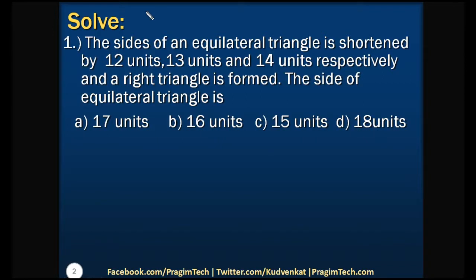Let's solve question number 1. The sides of an equilateral triangle are shortened by 12 units, 13 units and 14 units respectively, and a right triangle is formed. The side of the equilateral triangle is.